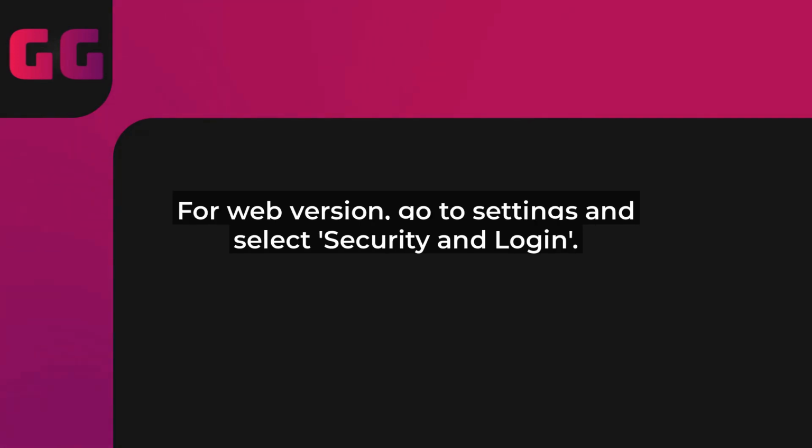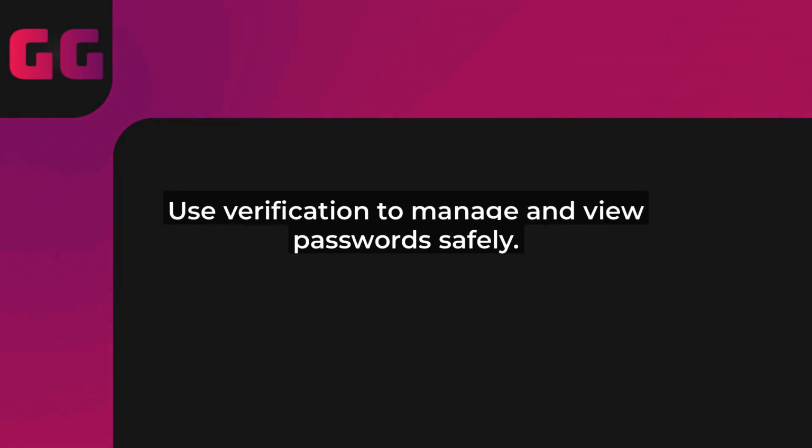Now, if you're using the web version on a computer, head to the Messenger website, log in with your current credentials, and click on the gear icon for settings. Navigate to Security and Login, then select where you're logged in. From there, you can manage your passwords, but again, it might show as asterisks for security. To actually view it, you'll have to go through a verification process, like entering a code from an authenticator app.